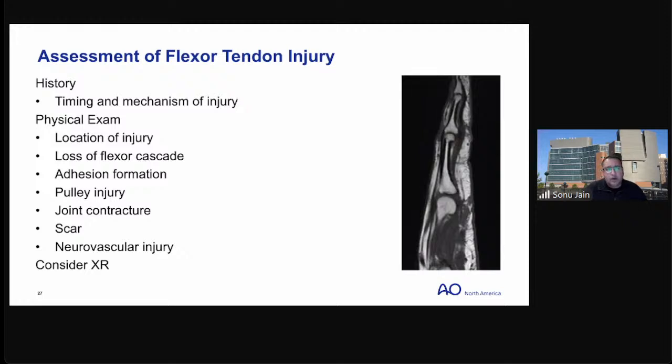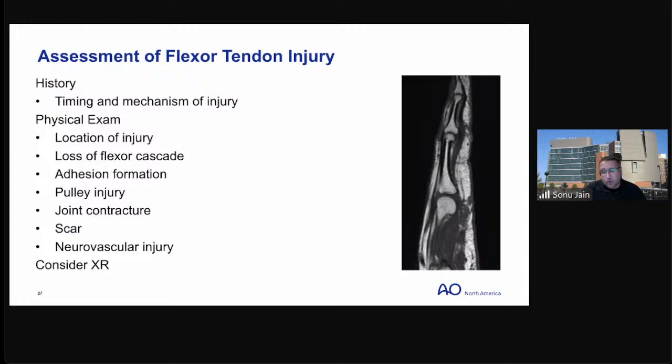So, assessment of the injury. You have to have a proper history. You want to get the timing mechanism down. Physical exam is very important. Location, loss of the flexor cascade. That's something that you can do without patient involvement. You just look at the patient's hand, look at the resting posture. Based on that, sometimes you can have an idea of what is injured, whether there's no tendon injured, whether there's one injured, or maybe both of them.